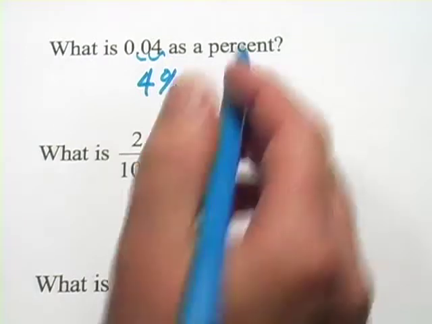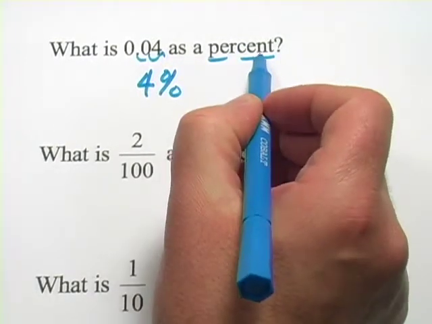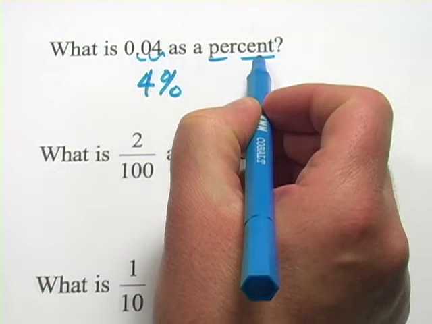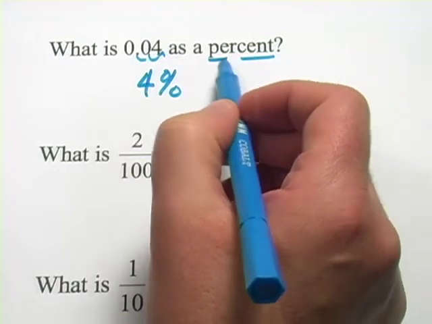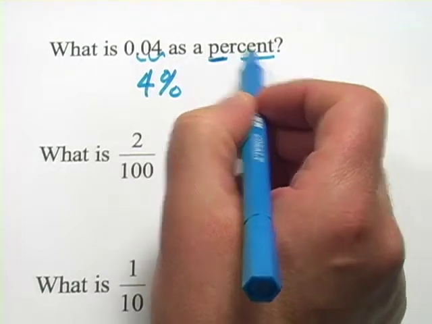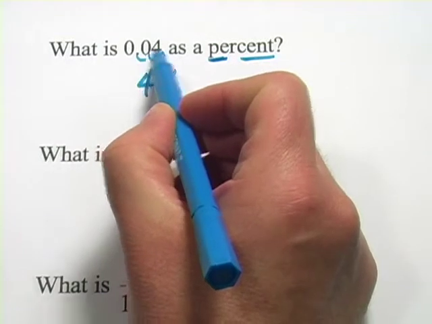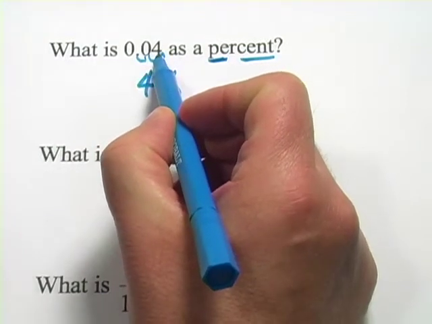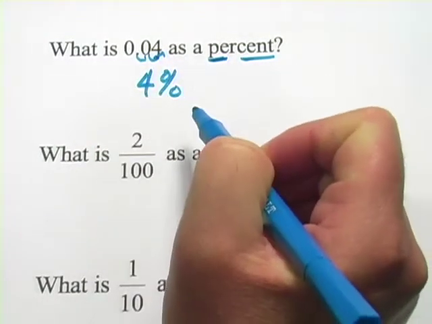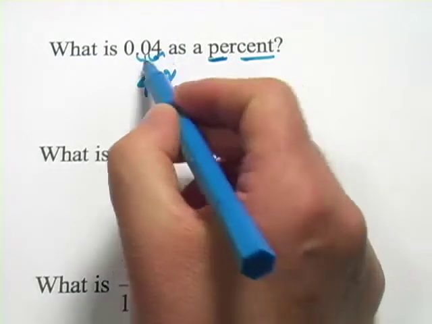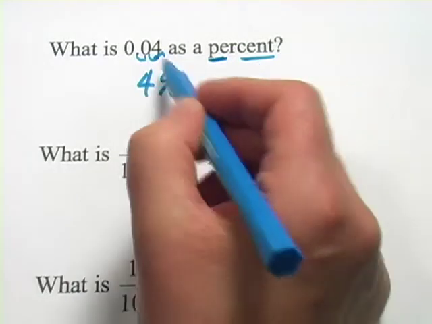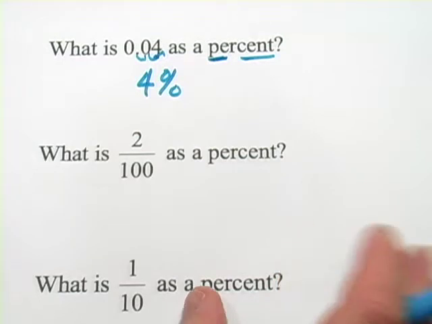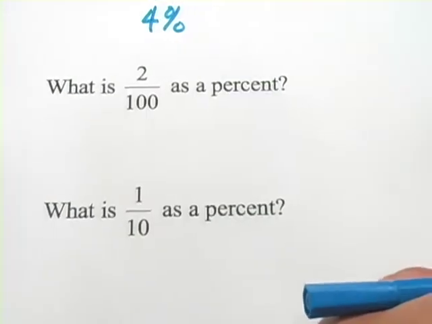And if you think about it, what does percent mean? Cent means 100, just like there are 100 cents or 100 pennies in a dollar. So per 100, this 0.04, here's the 10th place, here's the 100th place. This is 4 100ths. So how many 4 100ths per 100? Well, 4. All right, let's look at another one.